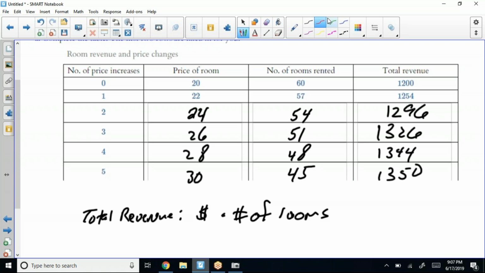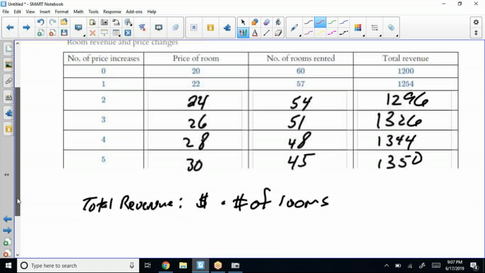Now, the price is this. It's going up by two every time, right? So we need to create something that's going to do this. If we look at this pattern, this is really 20 plus 2 times x, right? If we look at it in terms of a linear, the slope is 2. The x is going up by 1 and my outputs are going up by 2. So that's where I get the 2x. And then my y-intercept would be where it starts off at zero, so that would be the price of the room.